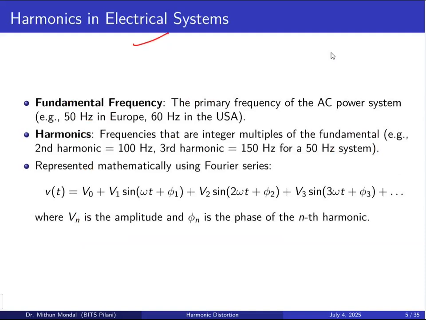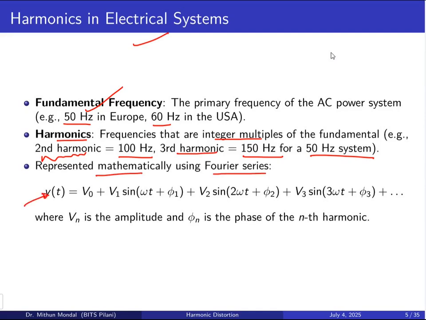Harmonics in electrical systems: the fundamental frequency which we have discussed is either 50 Hz or 60 Hz depending upon the country, and the harmonics are the integer multiples of this fundamental frequency. So if you have the second harmonic, it means the frequency is 100 Hz, which is 2 into 50 if we take 50 Hz as the fundamental. If you have the third harmonic, then it will be 150 Hz, 3 into 50 Hz. And these can be mathematically represented using the Fourier series.